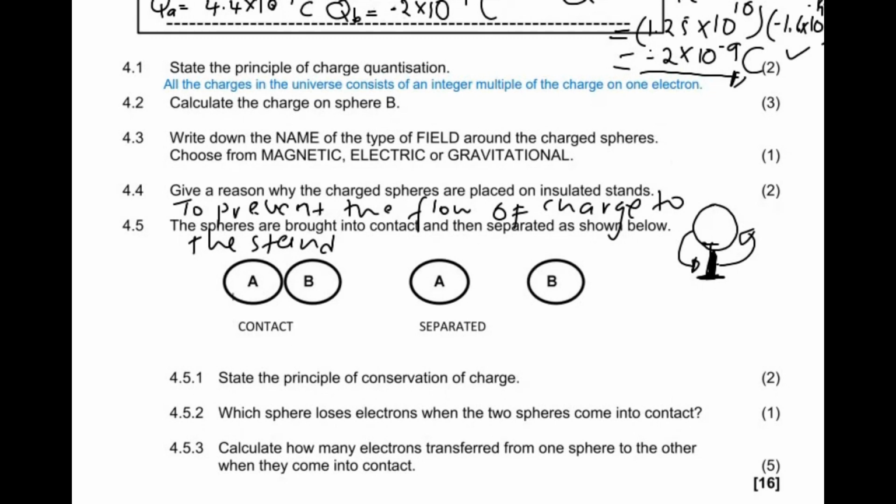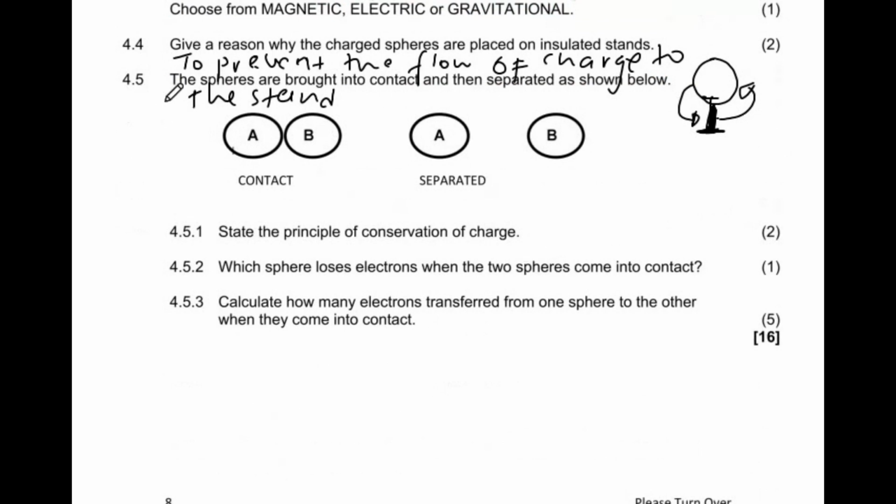So we go to question 4.5. The spheres are brought into contact, meaning they touch, and then separated, as shown below. So we have here, they are in contact, A and B. As you can see, they are touching.